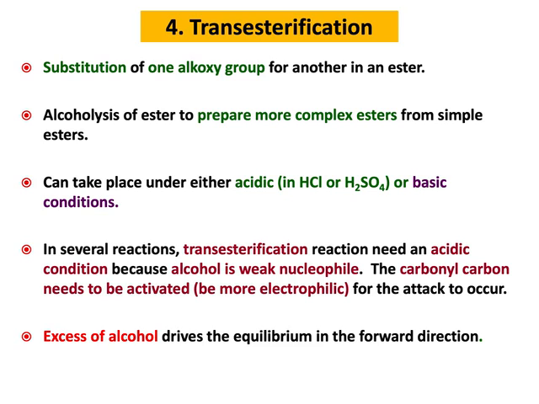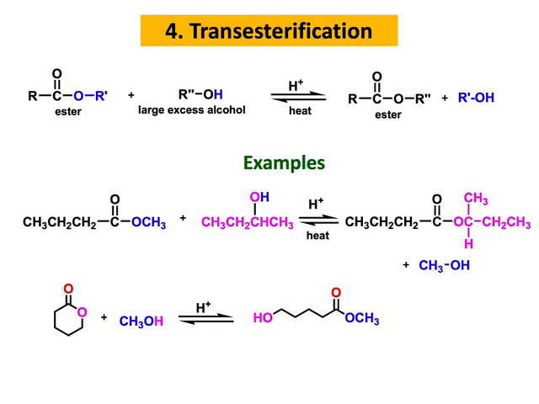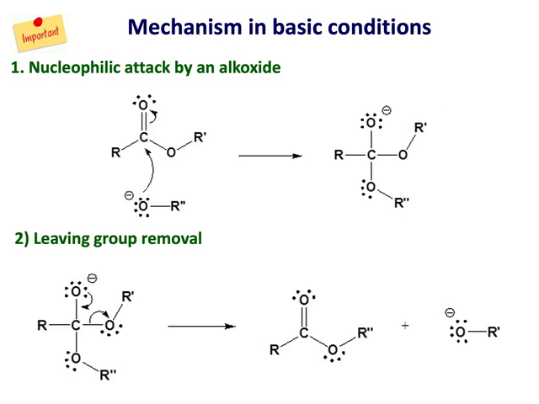Next is transesterification. Look here, ester reacts with a large excess of alcohol, meaning we use more than 1 mole of alcohol, to form a new ester and alcohol. This is the mechanism in basic condition. First, nucleophilic attack by alkoxide, the same as the rule of nucleophilic mechanism. The pi bond will cleave to form this intermediate with O minus.